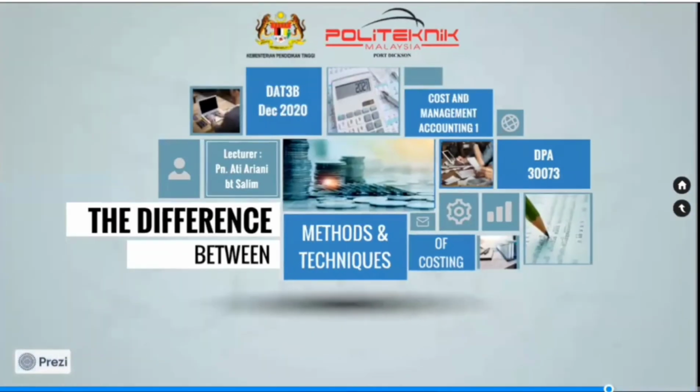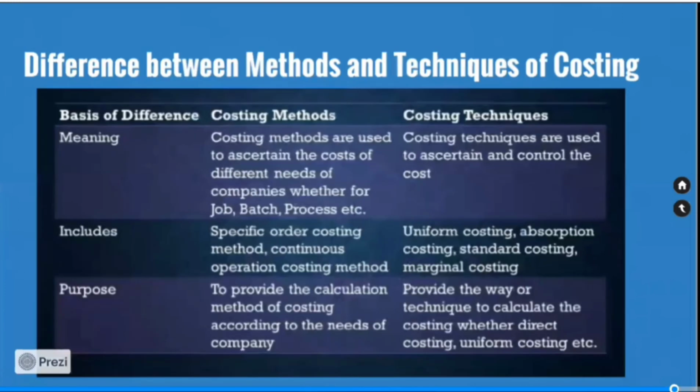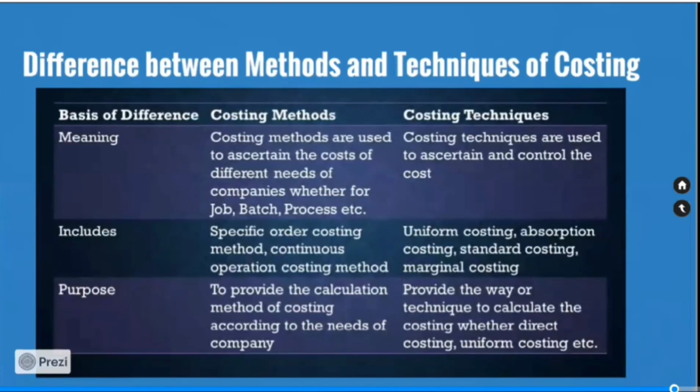Okay, next I will present the difference between method and technique of costing. There are three differences between costing method and costing technique. Number one, meaning: costing methods are used to ascertain the cost of different needs of a company, whether for the job, batch, process and so on, while costing techniques are used to ascertain and control the cost.